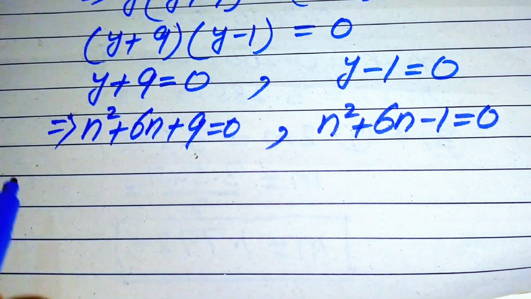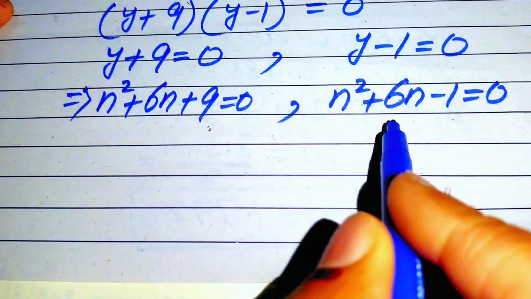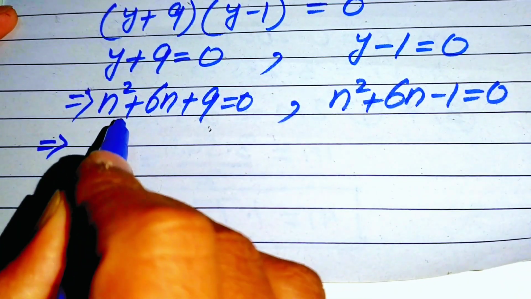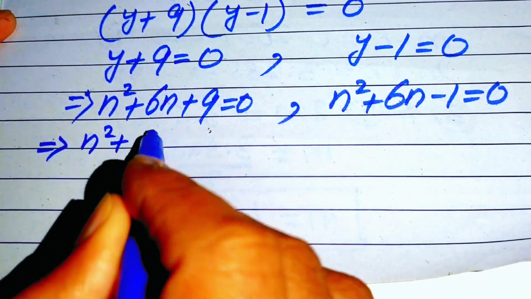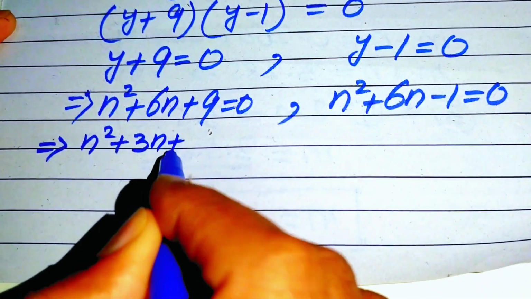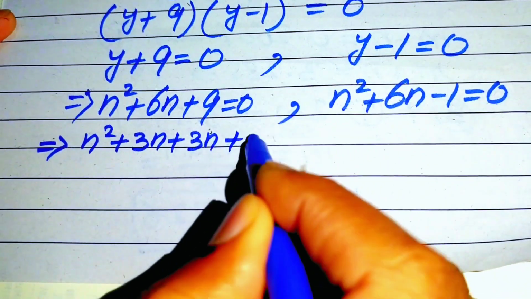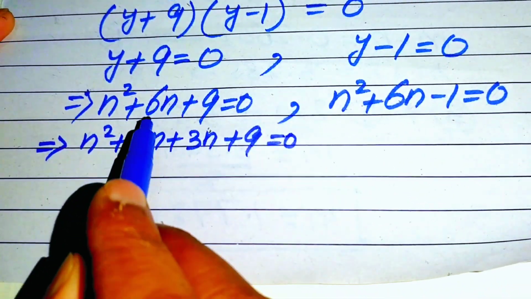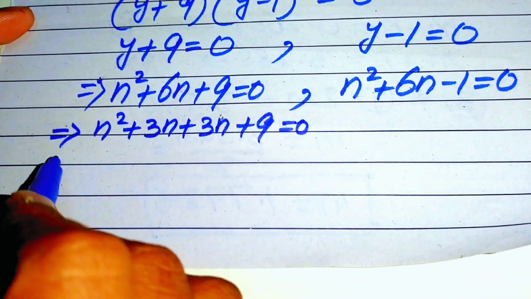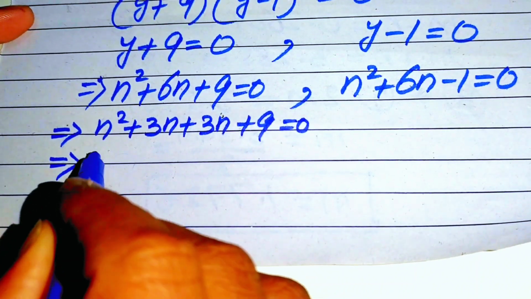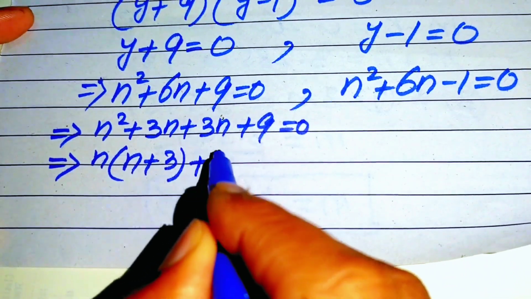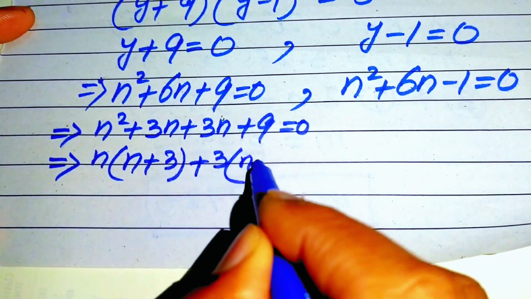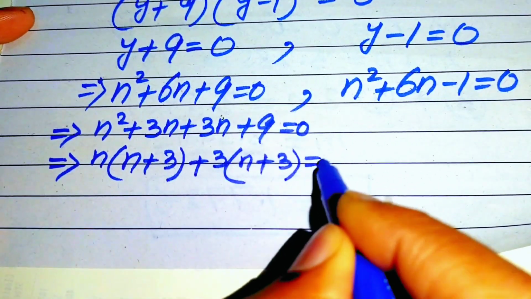And here we again make the factors of these two equations. So now first we make the factors of this equation, and we write it as n square plus 3n plus 9 equals to 0. Here we break the middle term, and you get the output in this way. So here we take common n from the first two terms, and you get n plus 3, and here we take common 3, and you get n plus 3 equals to 0.